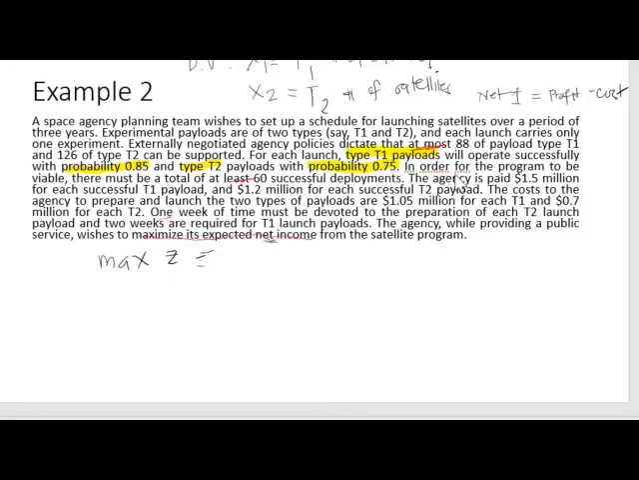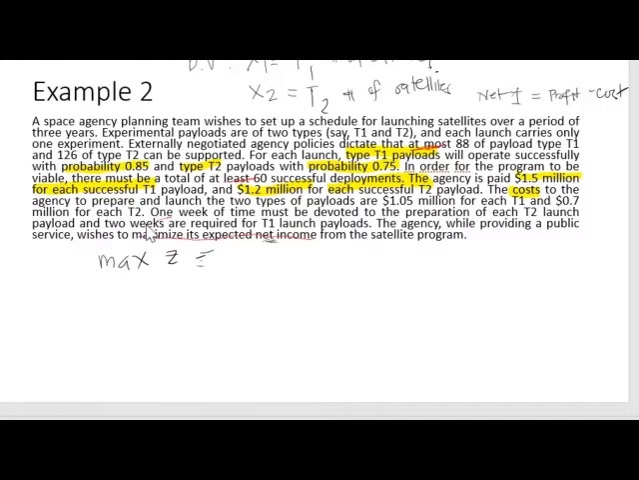0.75. In order for the program to be viable, the at least statement is, again, a constraint. The agency is paid 1.5 million for each successful T1, and 1.2 million for each successful T2. Each successful T2. The cost.